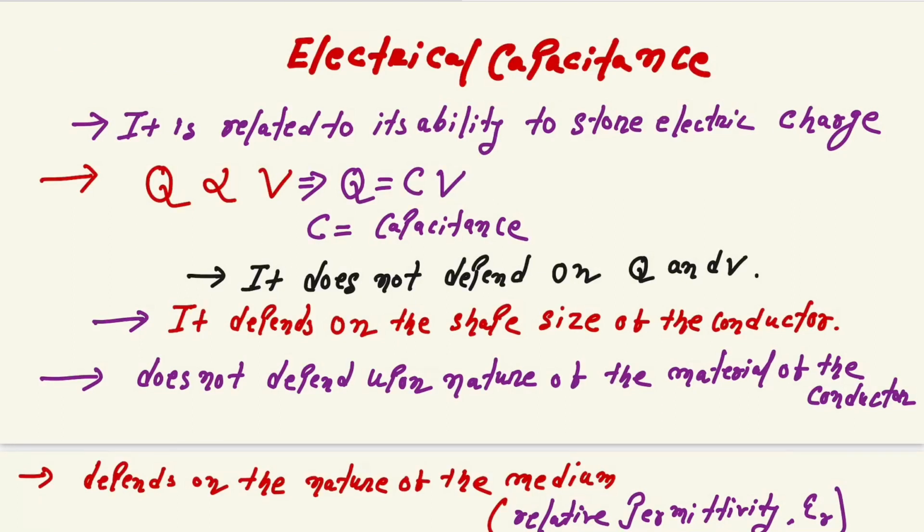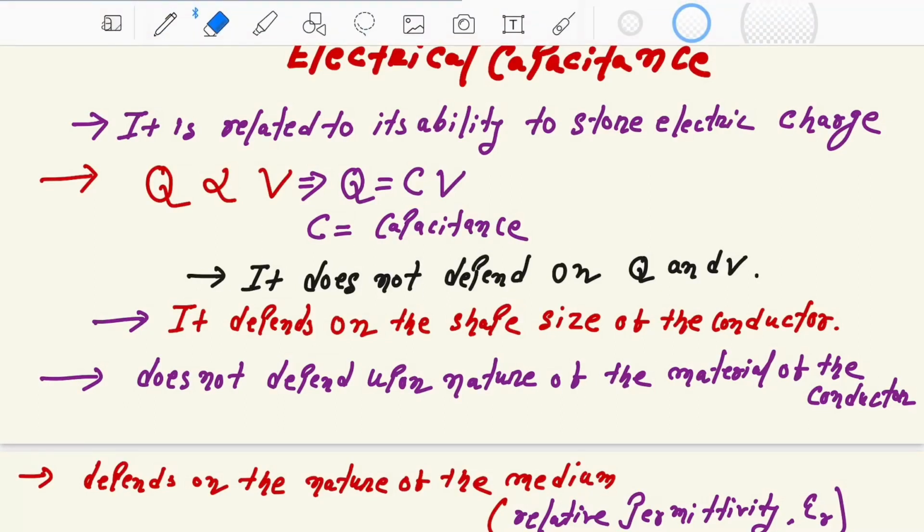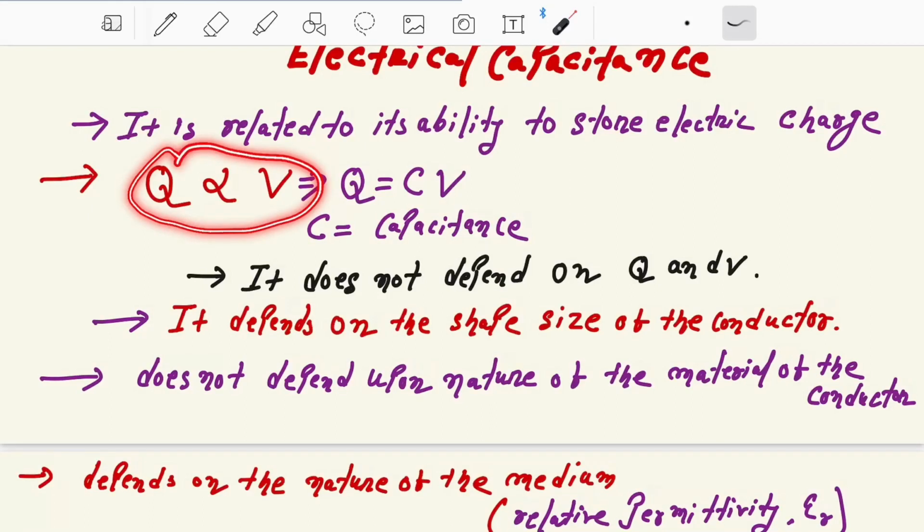So today we're going to discuss a topic that is called electrical capacitance. Electrical capacitance is basically related to its ability to store the electric charge. Now if you consider a conductor and if you give some charge to the conductor, then its potential increases. So that means Q is proportional to V, that is, Q is proportional to voltage or potential.